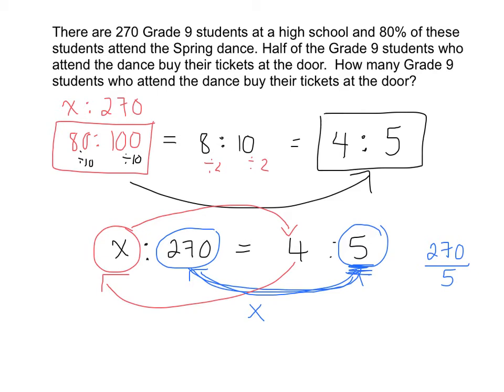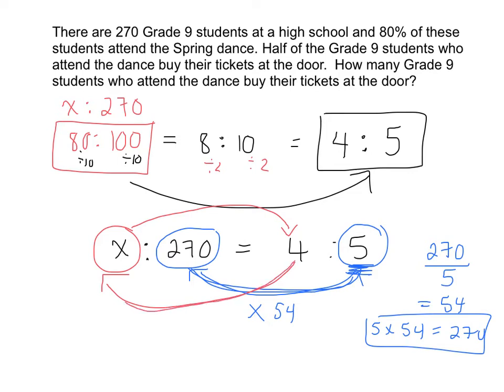270 divided by 5 equals 54. Let's check. Is 5 times 54 270? Yes. That means that we multiplied the second terms by 54. So what do we need to do with the first terms? The same thing. We would have to take 4 and multiply it also by 54. What's 4 times 54? That's right, 216. So the missing number is 216. X is equal to 216.